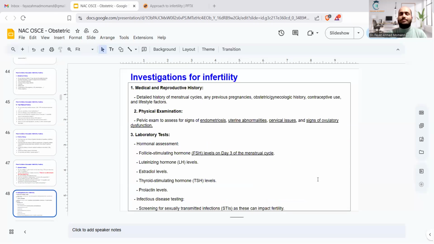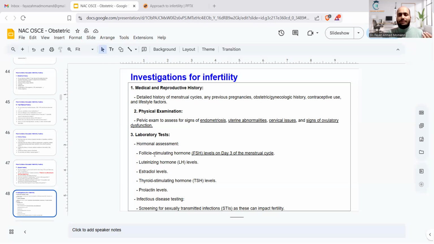investigations. So for infertility, once we have taken our history, menstrual cycles, previous pregnancies, OBGYN history, use of contraceptives, lifestyle factors, once we rule some conditions in that we want to investigate the patient for, such as endometriosis, uterine abnormality, cervical issues, ovulatory dysfunction, etc. We will do physical exam and then move on to lab tests.